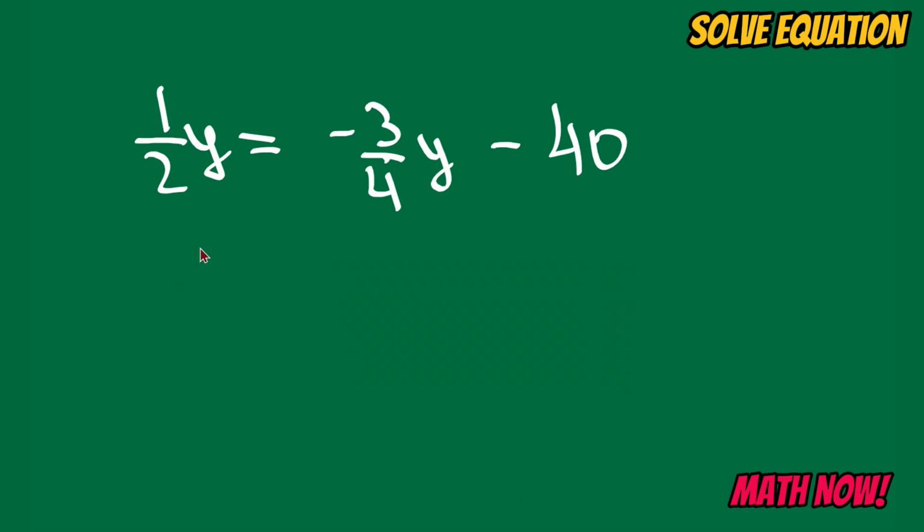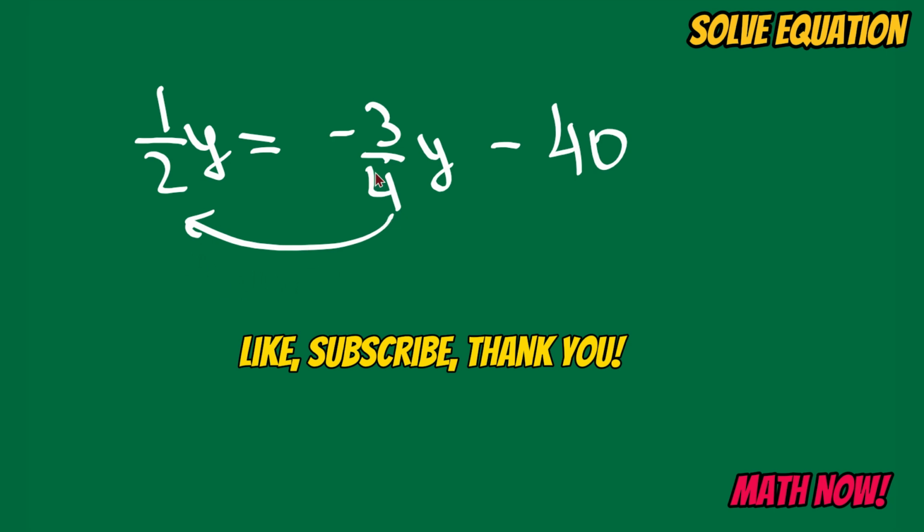Okay, here we have to solve the equation: 1/2 y equals minus 3/4 y minus 40. Okay, how do we do that? Well, basically we have to move all terms which have variables to the left side, and we are going to move this thing right here to the left side.